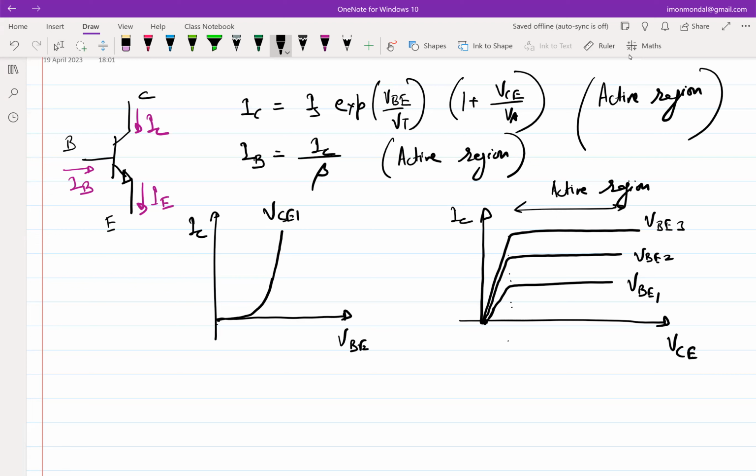Obviously, the details are different in the sense that the input transconductance characteristics, that is the IC versus VB characteristics in case of a MOSFET, was square law. In case of a BJT, this is exponential. So that is one detail that is different. Another important detail that is different is in a MOSFET, your input current, the gate current, was 0, but in this case, your base current is proportional to the collector current.